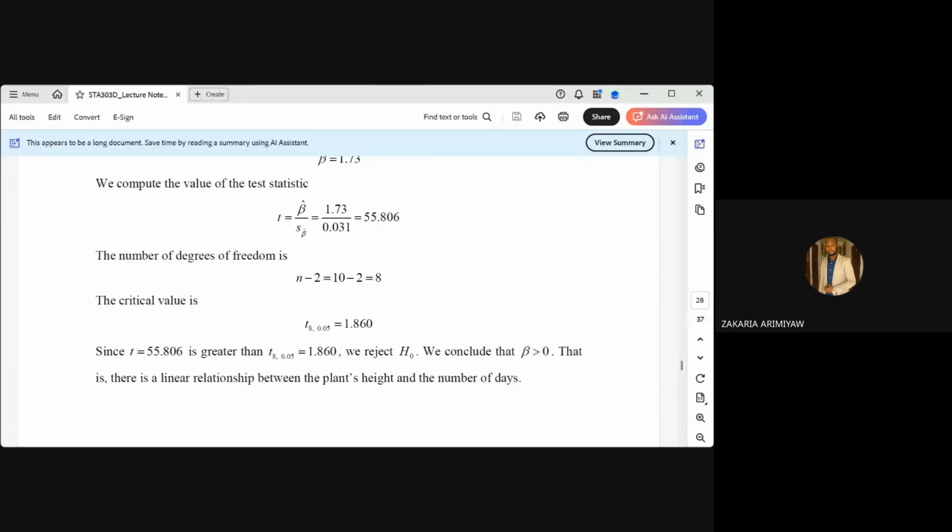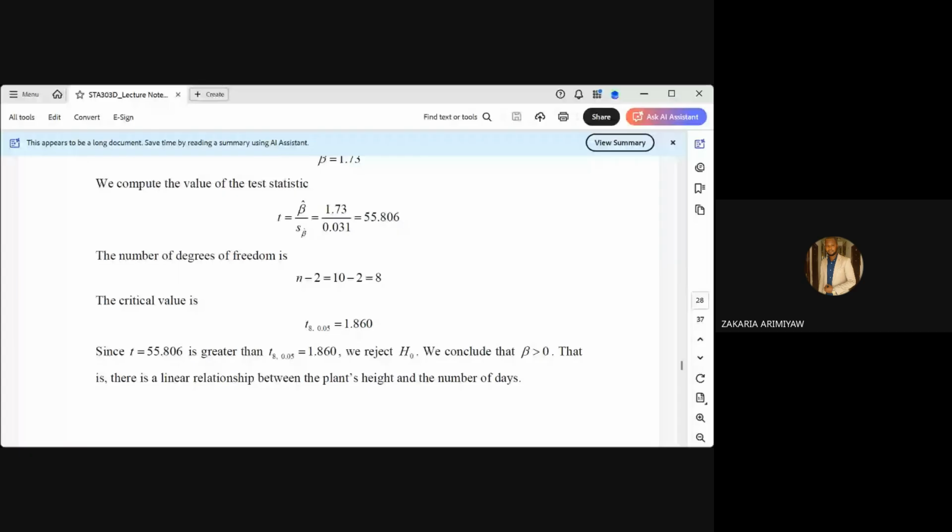Alpha is 0.05. So the critical value, if you read from the T distribution table, we're going to have this value 1.86. So now we formulate the decision rule. The decision rule is that reject H naught if T is greater than 1.86. That is the decision rule.